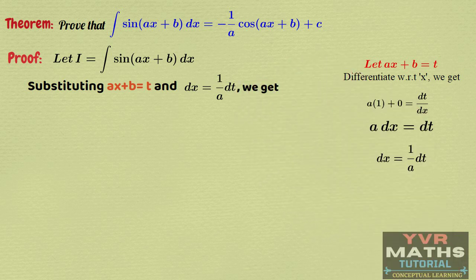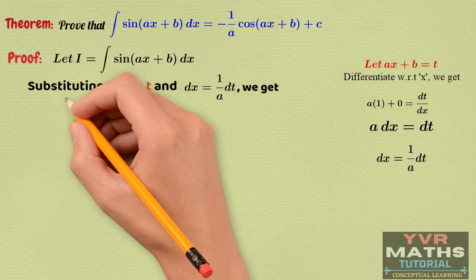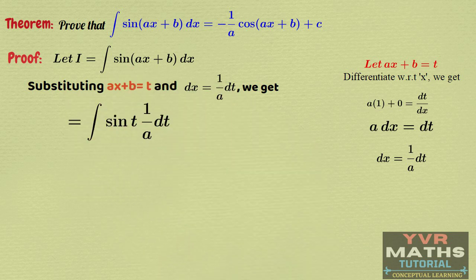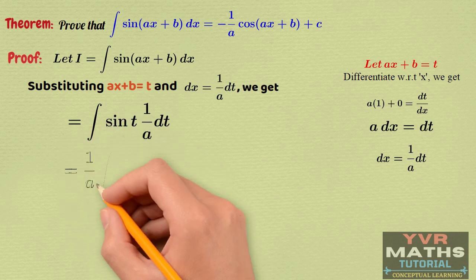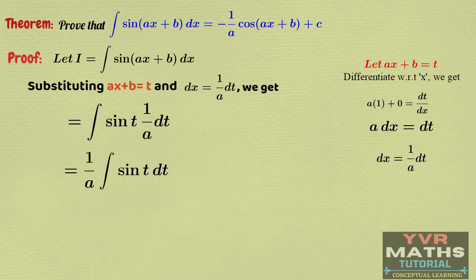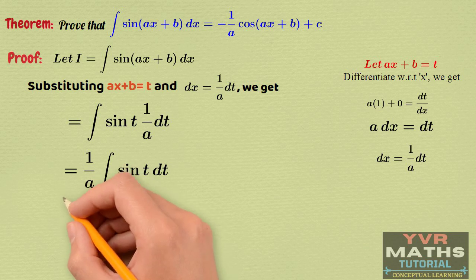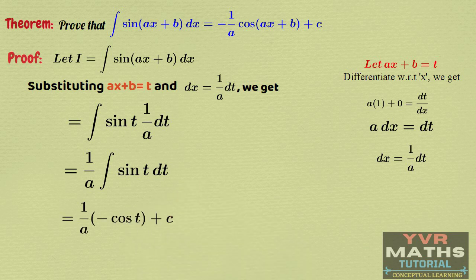See here, integral sin t into 1 by a dt. Here 1 by a is constant. If you write outside of integration, then it will be 1 by a into integral sin t dt. We know the integration of sin x with respect to x is minus cos x. By using the standard formula, the next step is 1 by a into minus cos t plus c. Now we will substitute back the value of t. Then the final answer is minus 1 by a into cos of ax plus b plus c.